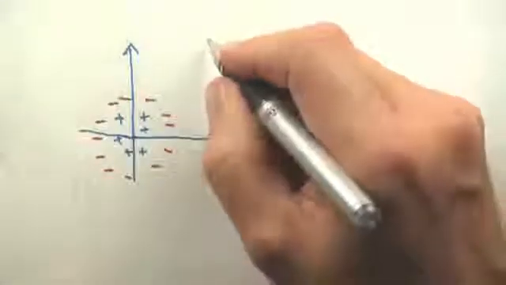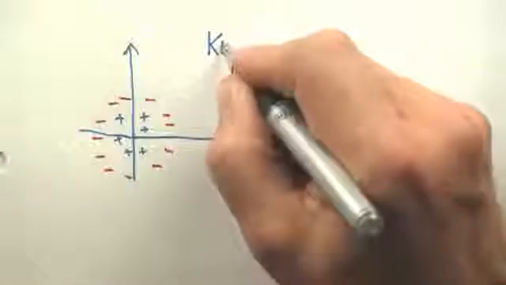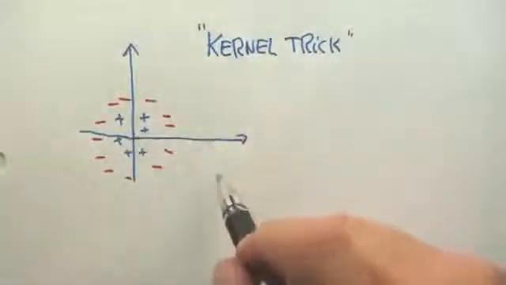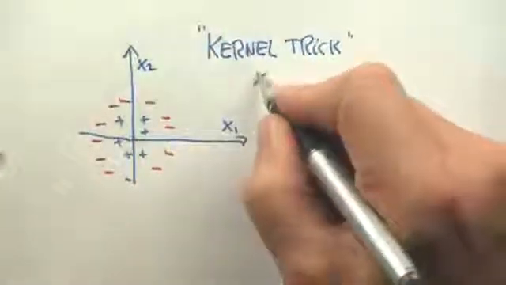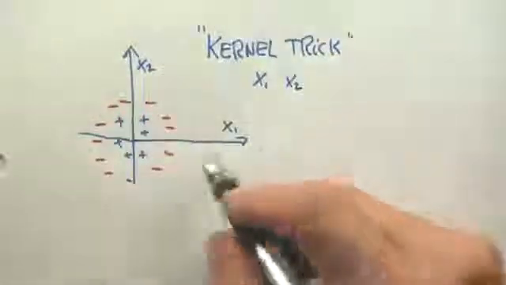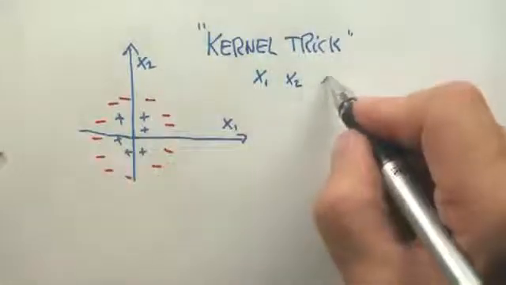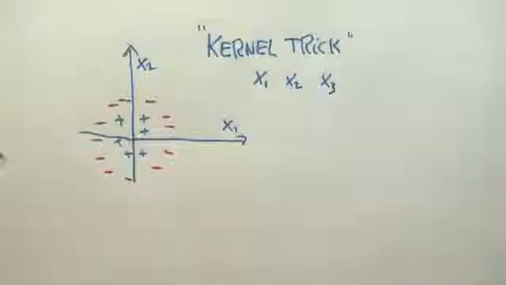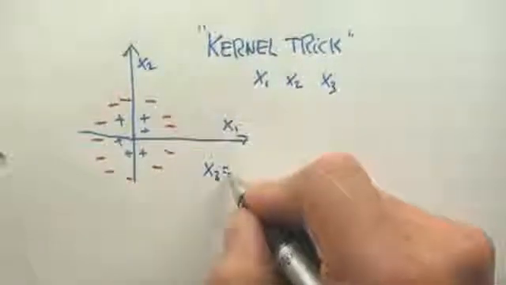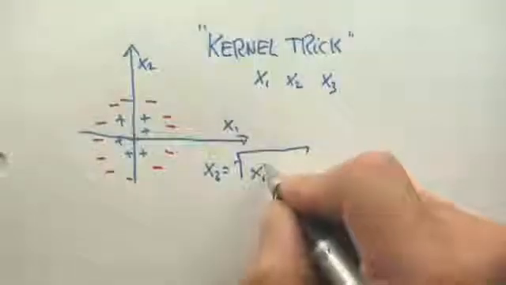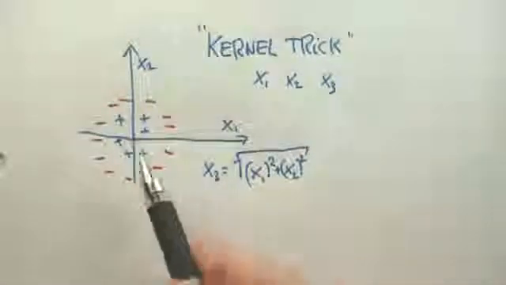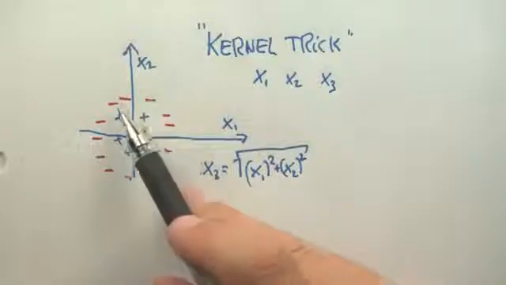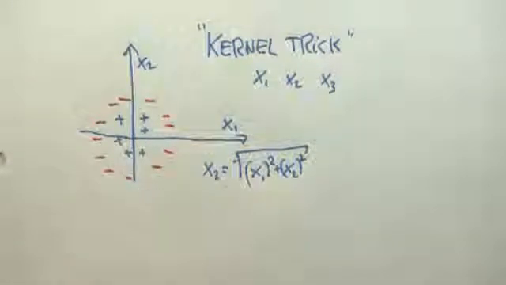An idea that underlies SVMs that will ultimately be known as the kernel trick is to augment the feature set by new features. Suppose this is x1 and this is x2, and normally x1 and x2 would be the input features. In this example, you might derive a third one. Let me pick the third one. Suppose x3 equals the square root of x1 squared plus x2 squared. In other words, x3 is the distance of any data point from the center of the coordinate system. Then things do become linearly separable.